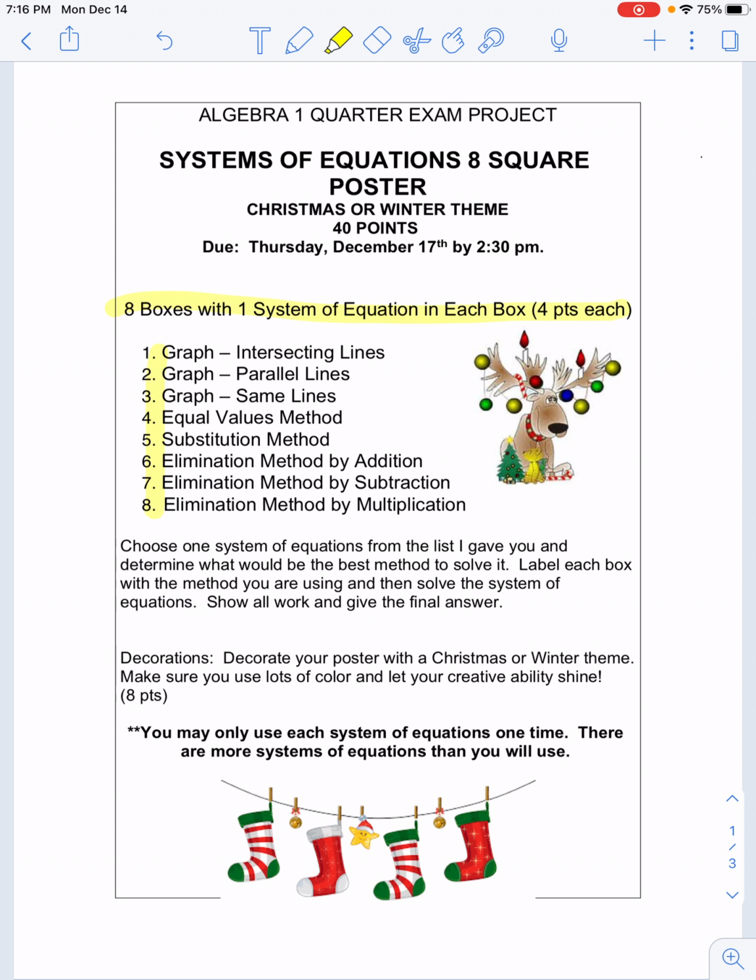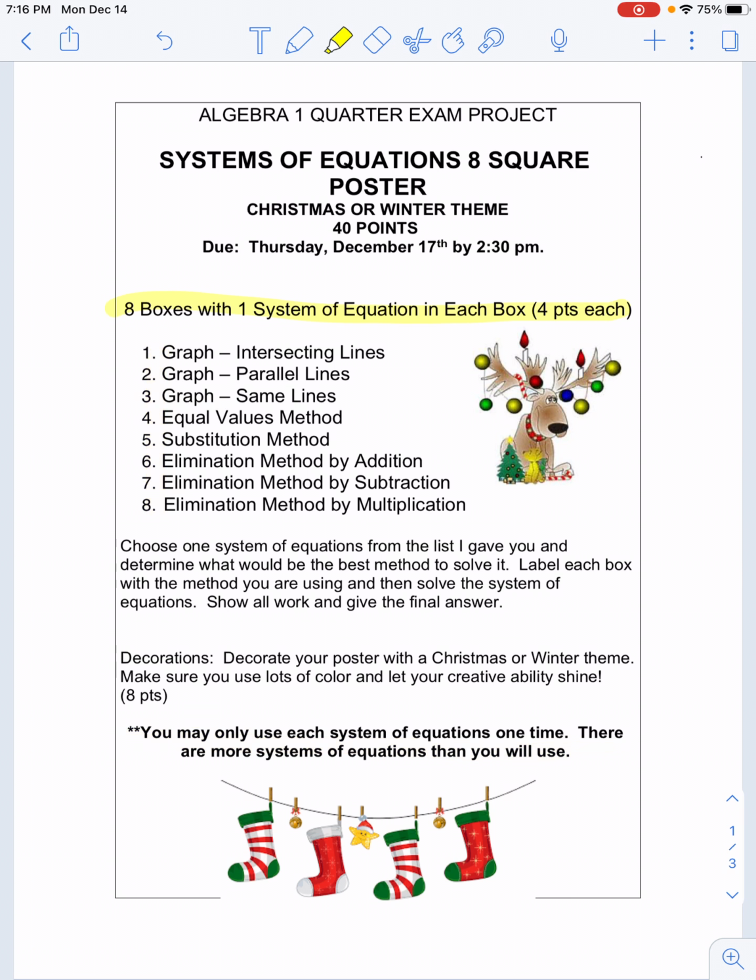Decorate it with like Christmas theme or winter theme or something like that. Make sure it's colorful and fun, because that's 8 points out of the 40. At the bottom here where it says you may only use each system of equation 1 time, there are more systems of equations than you will use.